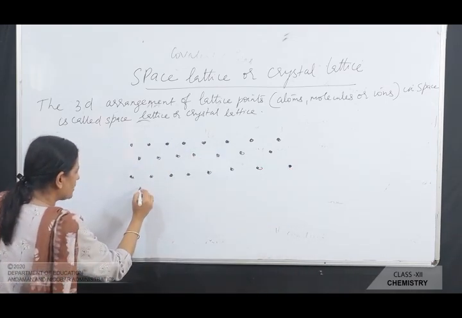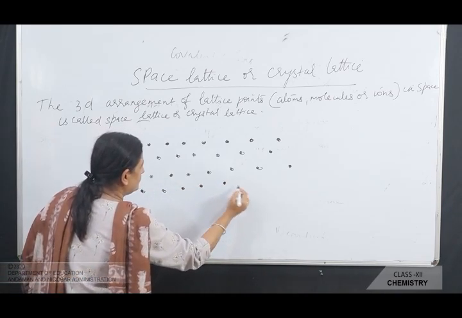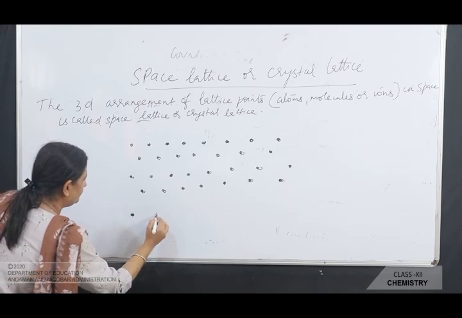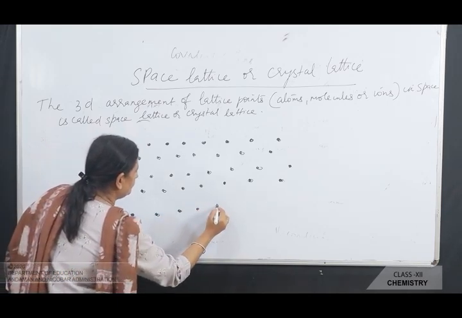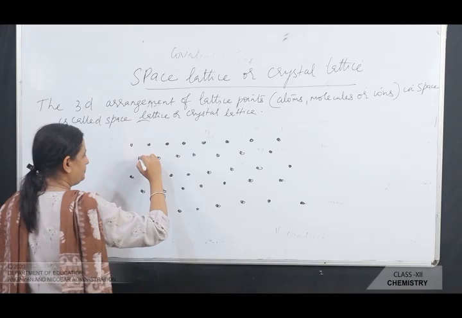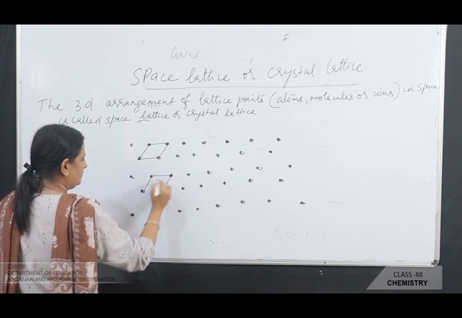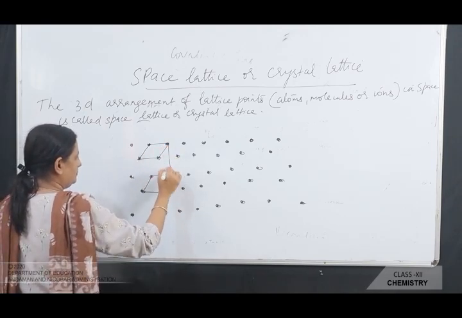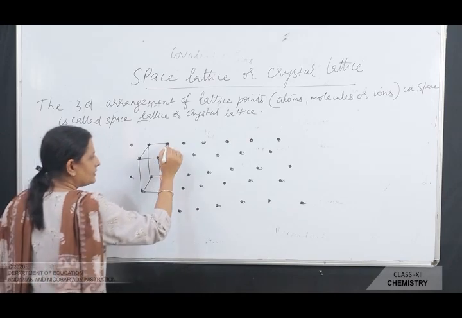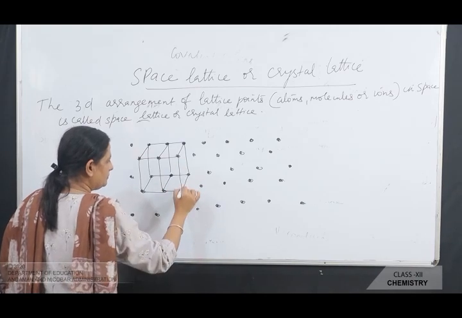Now, the fourth row I am going to arrange just below the second row. Again, the fifth row just below the third row. Now I am just going to join it. So you've got a cubical shape. The next. Next.